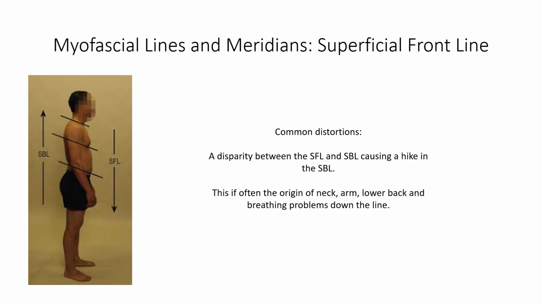With the superficial front line, some of the common distortions are a disparity between the SFL and the SBL, causing a hike, as you can see from this picture. And this is often the origin of neck, arm, lower back pain and breathing problems down the line, or if it's not the origin, it's at least a contributing factor that needs to be looked at.